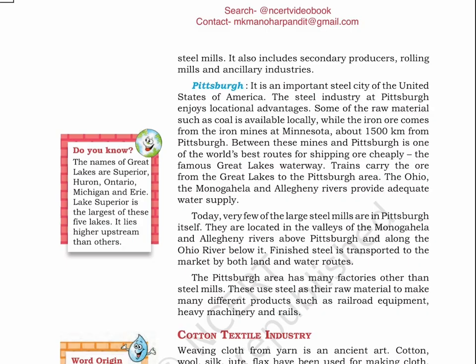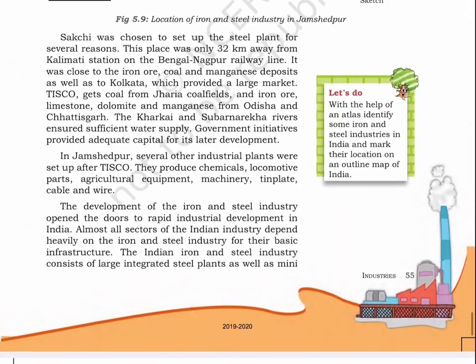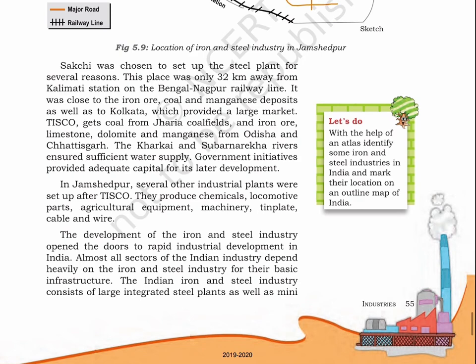On the right side, there is a green box which reads, "Let's do." With the help of an atlas, identify some iron and steel industries in India and mark their location on an outline map of India.